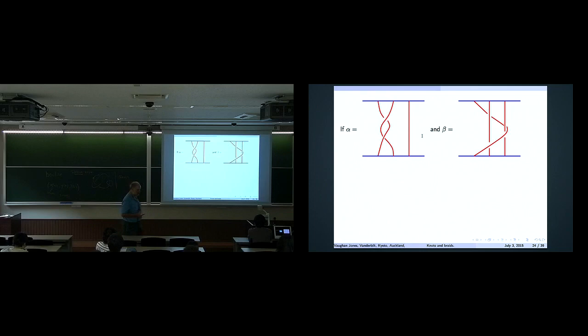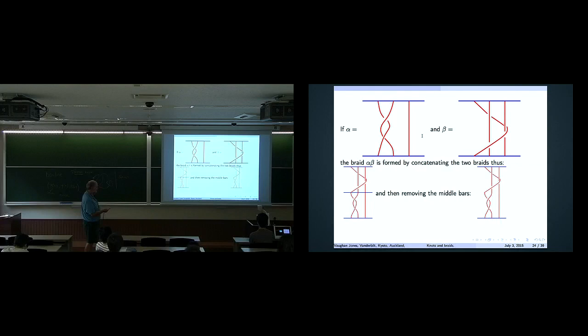This is important. I said groups are an important structure in mathematics, and groups have an operation. So here's one braid and here's another braid. I want to multiply them and apply the group law to them. It's very simply done. We take the two, we stack them up, we put one on the bottom and the other one above it. And we join up these strings and remove the middle bar, and we get this braid here. So that's the product. If this is alpha and this is beta, we obtain the braid alpha beta.